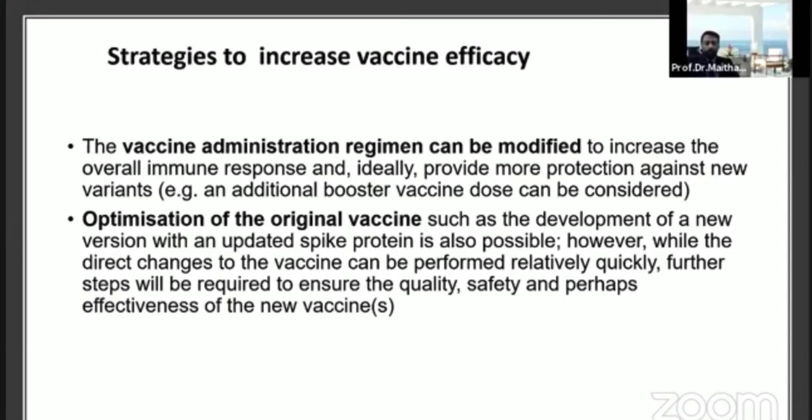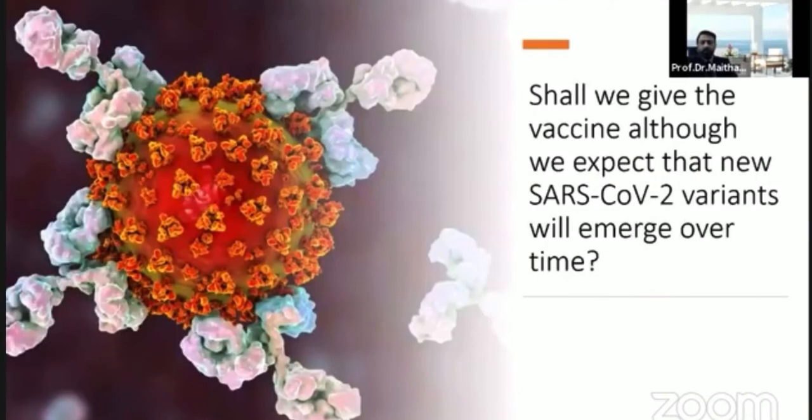However, while the direct change to the vaccine can be performed relatively quickly, further steps are required to ensure quality, safety, and perhaps effectiveness of new vaccines. So, now the question is a very important question. Shall we give the vaccine, although we expect that new SARS-CoV-2 variants will emerge over time?